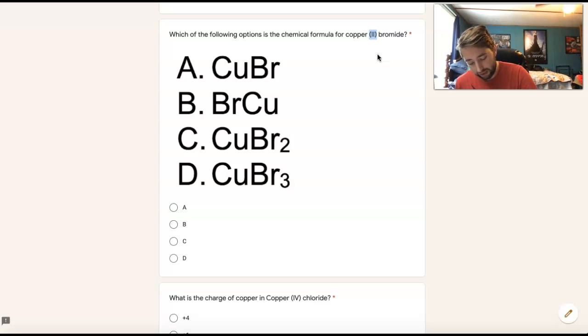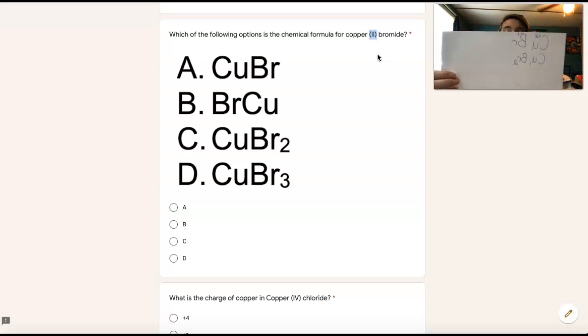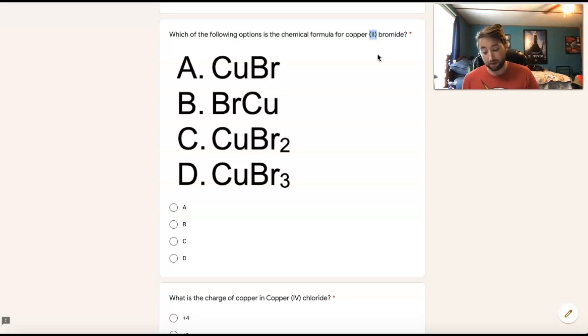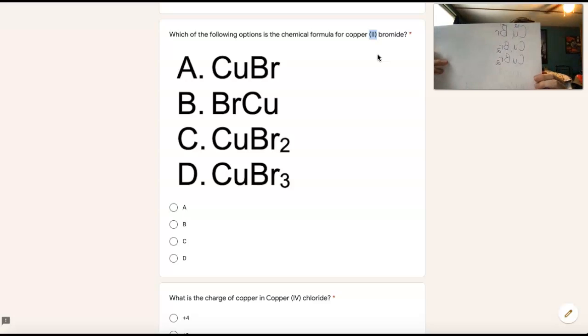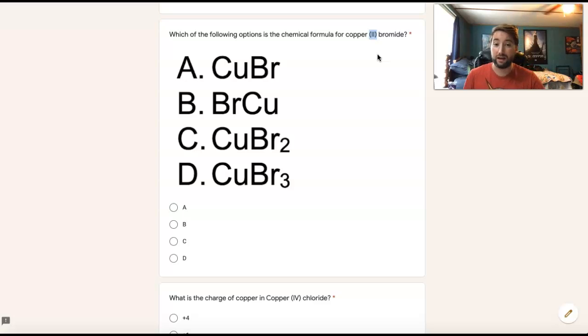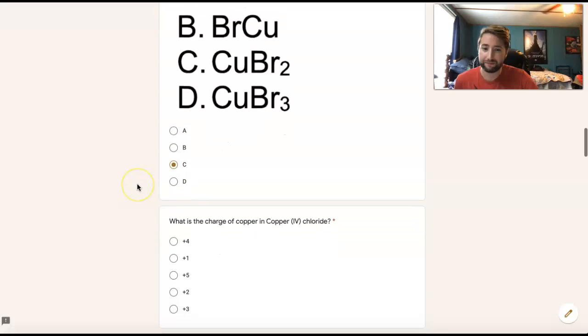So it's going to be Cu1 Br2. So remember, you don't take the signs, you just take the numbers. So it's going to be Cu1, Br2. But again, remember, you don't have to write the 1. So it's just going to be CuBr2, just like that. All right, so CuBr2, and that looks like that is option C. So there you go. Click that one.